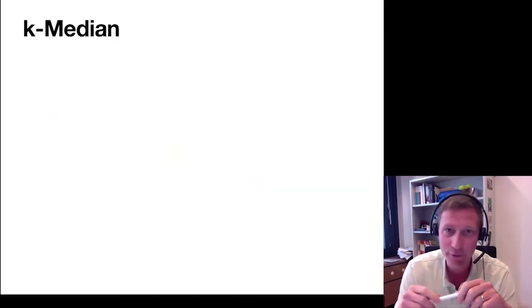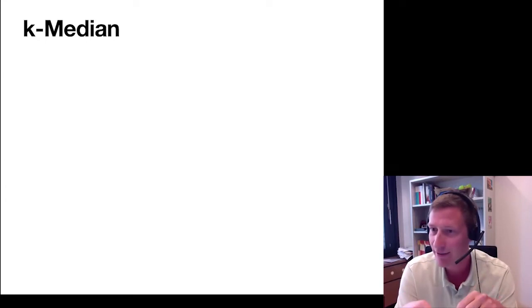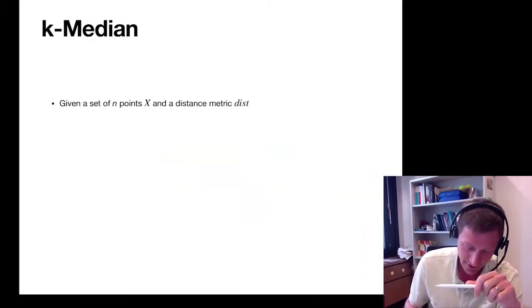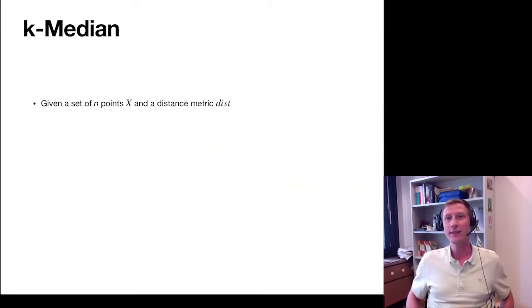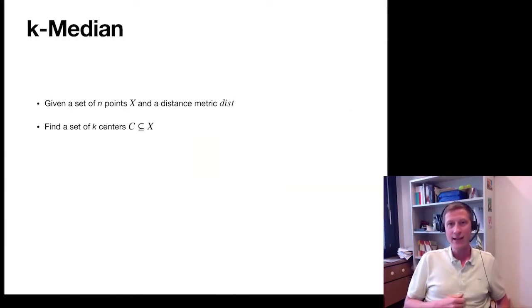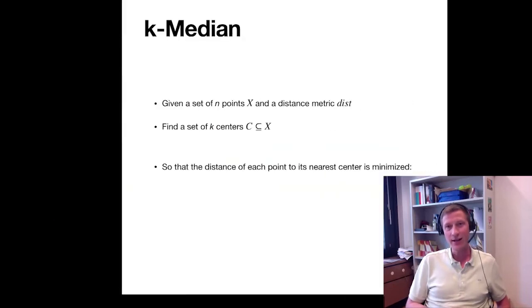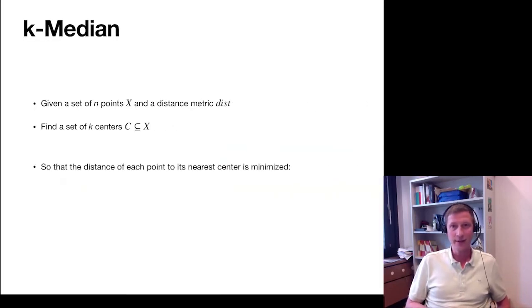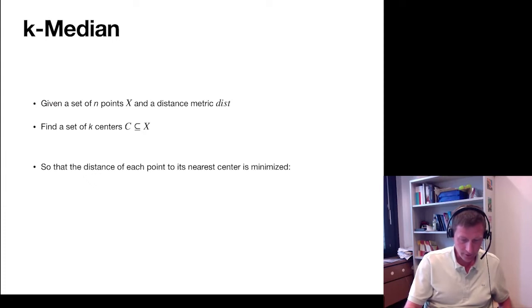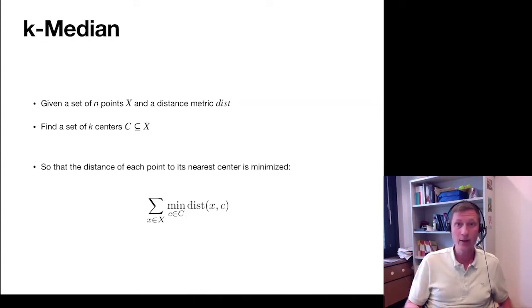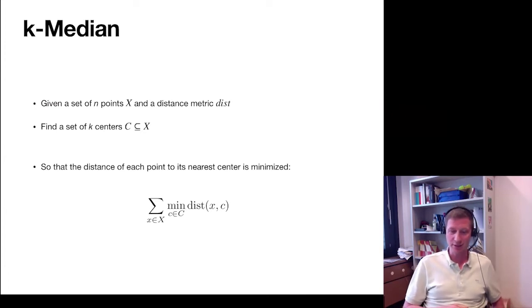So in theory, we often look at two objectives. Traditionally, k-median was most popular. I'm given n points and a distance between these points, and I find k centers so that you minimize the distance to the nearest center. So we minimize the sum of distances from the points to the closest center.